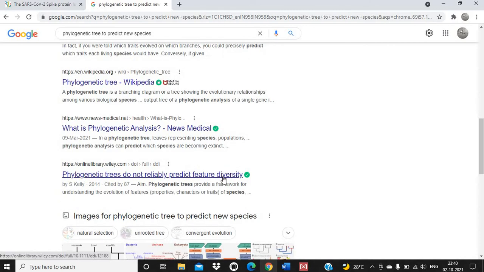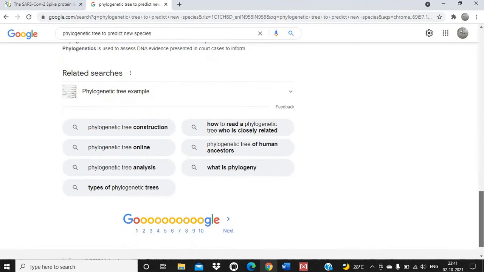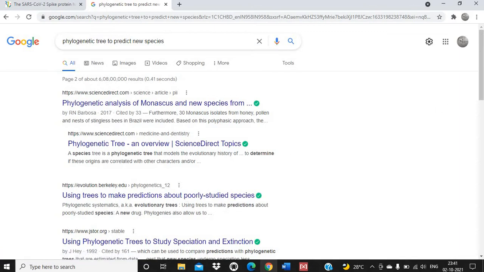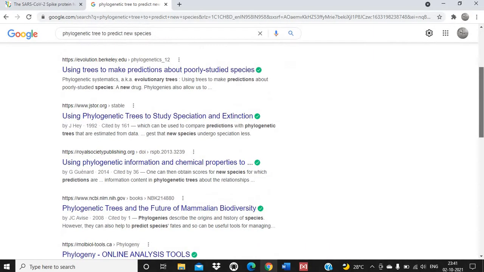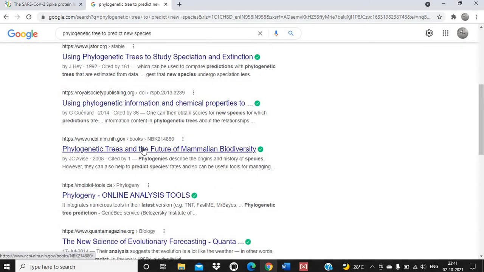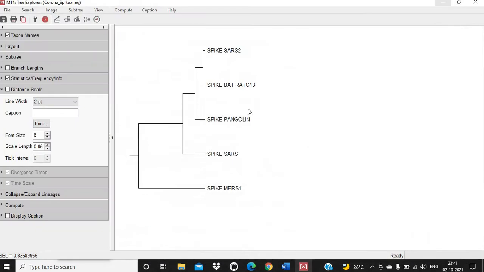Well, the prediction is not reliable, but we can understand how a particular species is evolving. See this one, phylogenetic trees and the future of mammalian biodiversity. So basically, the phylogenetic tree is also used to characterize a new species.